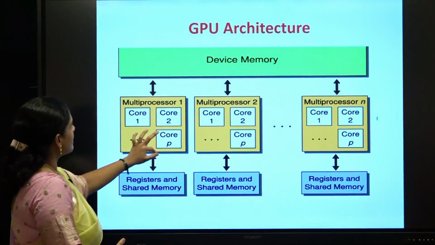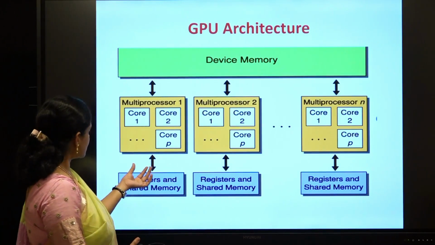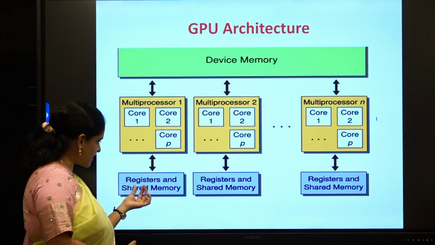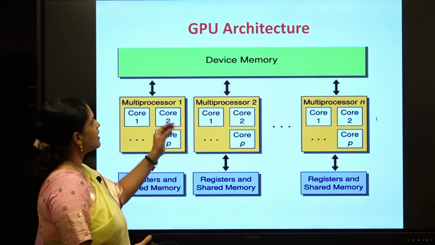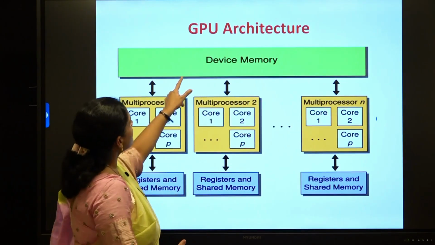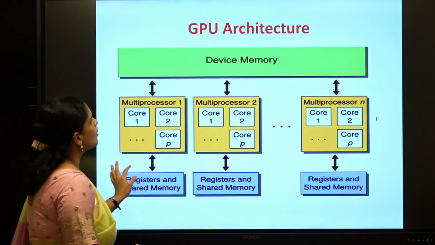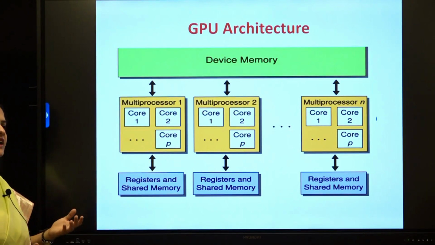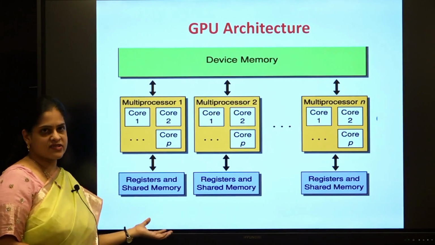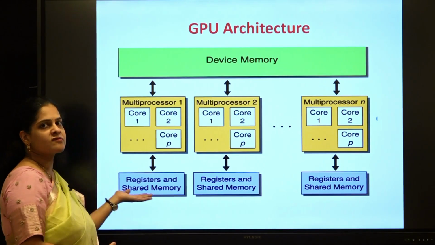So, if you see here multiprocessors, we have multiple cores, and each multiprocessor has its own set of registers and a shared memory, and overall if you consider this entire thing is a GPU, it has one global memory which is called the device memory. Here, the GPU technically we call a device, and the CPU we call a host.